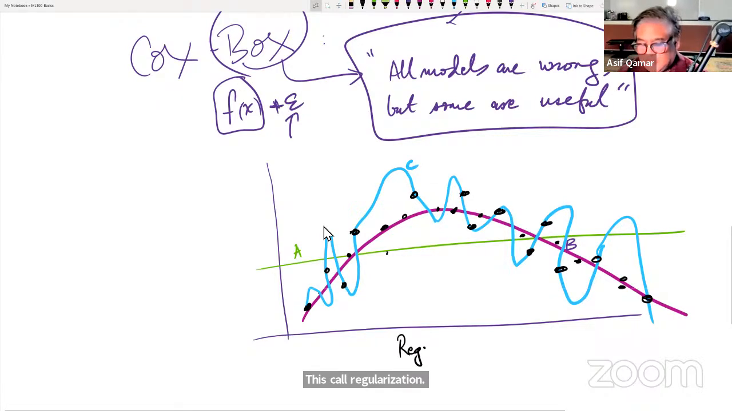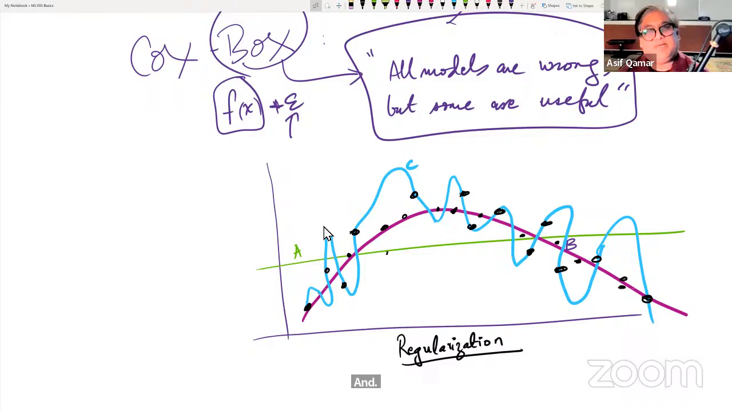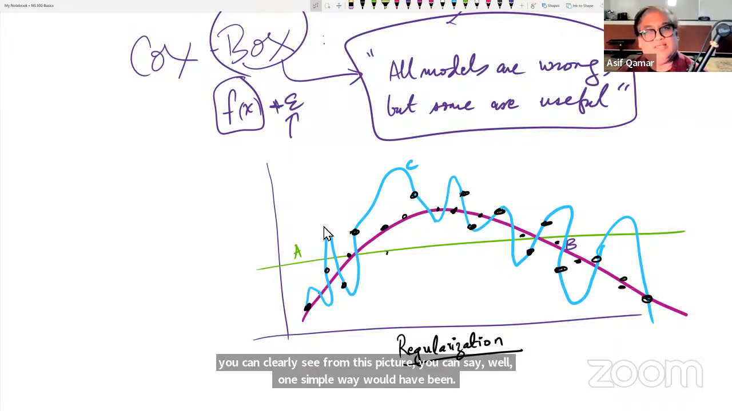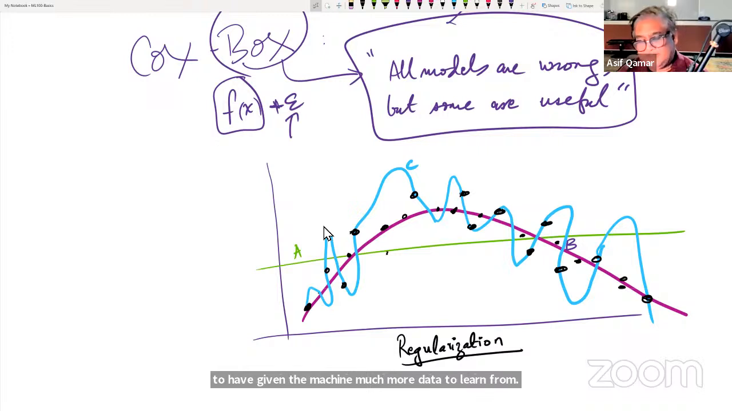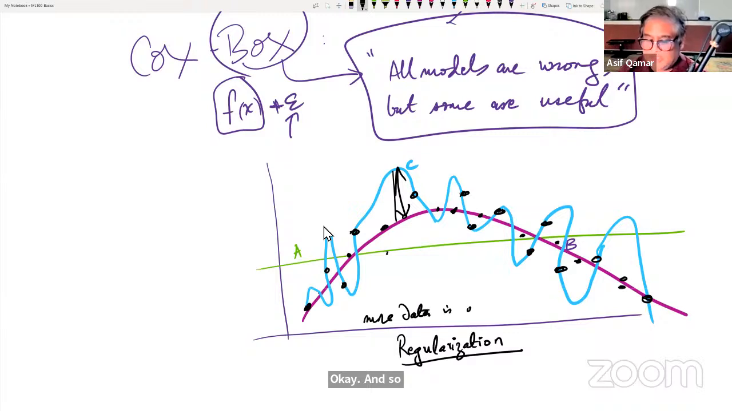So in this field, it has its own sort of jargon, but it sounds like such a big mouthful of a word, regularization. But all it means is, how do you convince the machine not to draw C, but to draw B as a function? And as you can clearly see from this picture, one simple way would have been just to have given the machine much more data to learn from. Because if it had much more data, it would not have made such gross mistakes like this big error. Right? And so more data is one way to regularization.